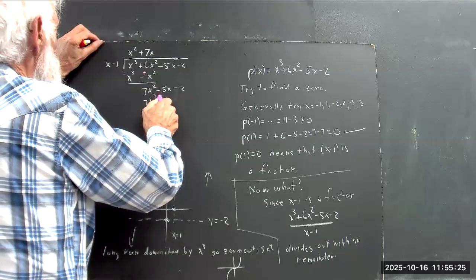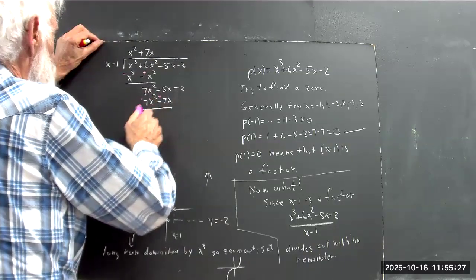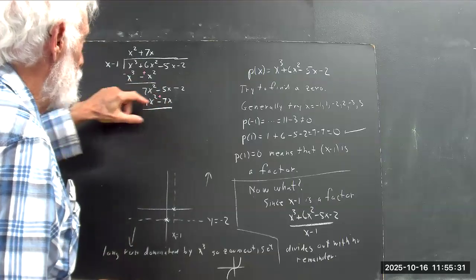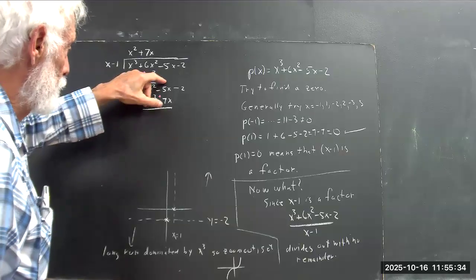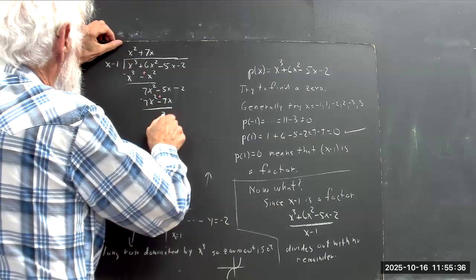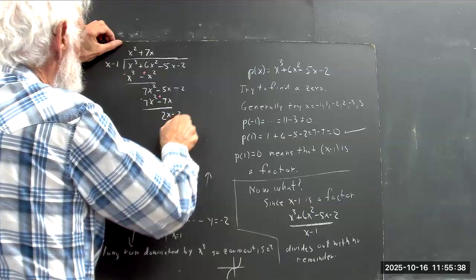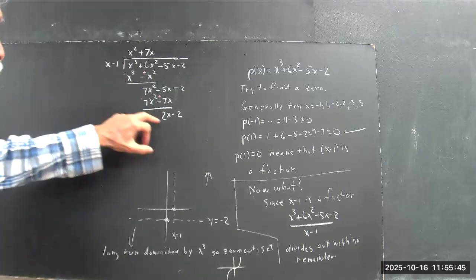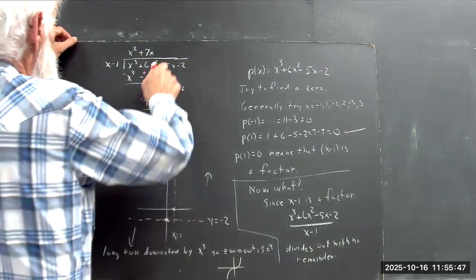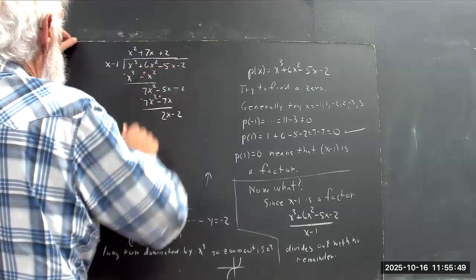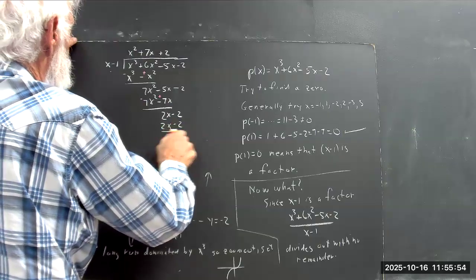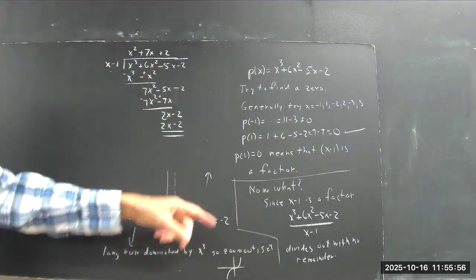And then we put a little minus here to remind us that we're subtracting this. We're actually going to add 7x to negative 5x. It's going to give us 2x minus 2. Now, how many times does x go into 2x? 2. You multiply 2 by x minus 1, you get 2x minus 2. You're done. No remainder.